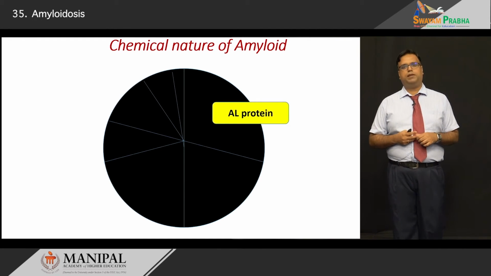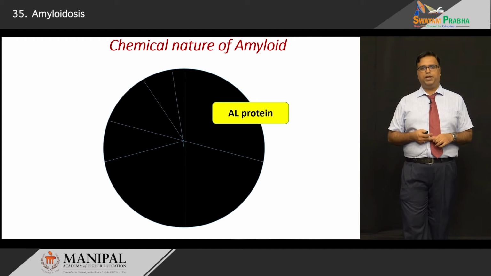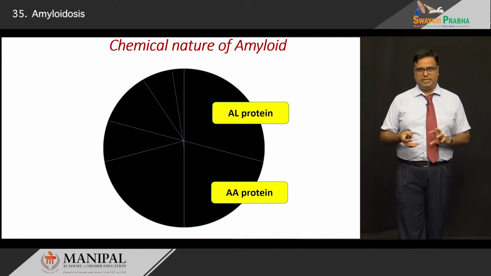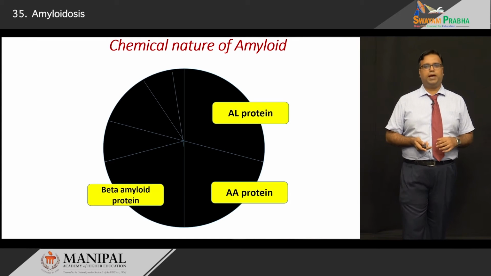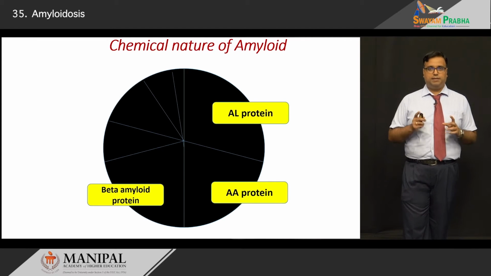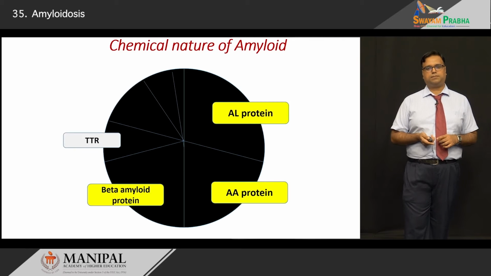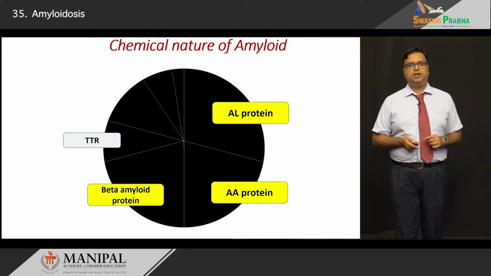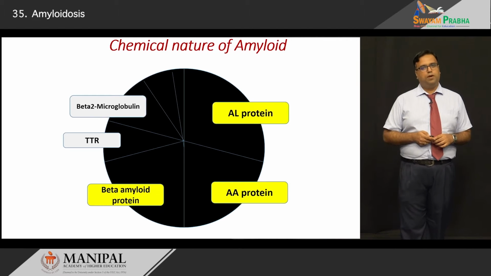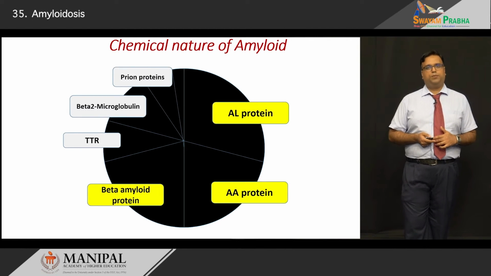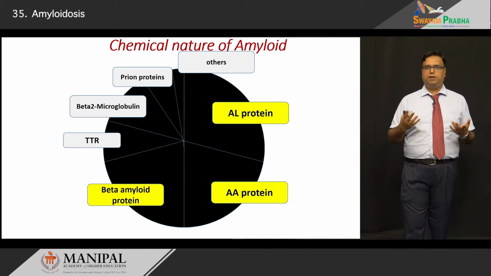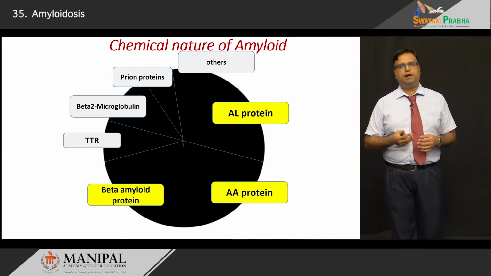The major important one is what is called amyloid light chain or AL protein. Then you have amyloid associated protein, AA protein. You have beta amyloid protein. These are the 3 major ones, which are marked in yellow. You have other molecules such as transthyretin, TTR, beta 2 microglobulin, prion proteins, and miscellaneous other ones. So, as you can see, there are 3 major ones and there are 4 or 5 minor ones.